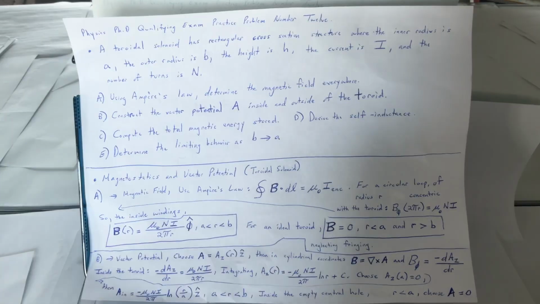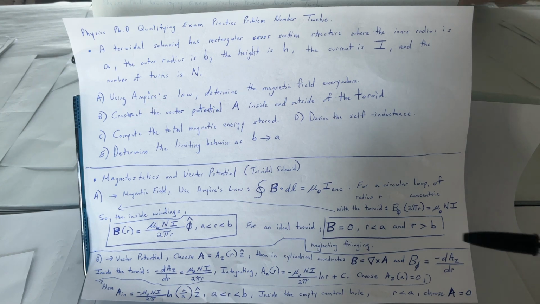So this is a magnetostatics and vector potential problem involving a toroidal solenoid. So for Part A, the magnetic field, use Ampere's law for that closed integral B dot dl equals mu naught I sub enc. And for a circular loop here of radius r, concentric with the toroid, B sub phi 2 pi r equals mu naught NI.